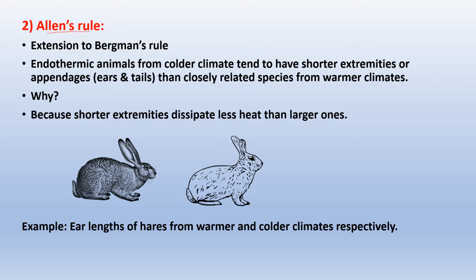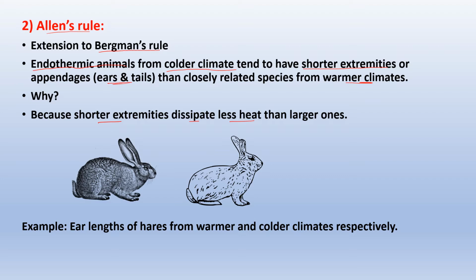Second rule is Allen's rule. It is one of the extensions of Bergmann's rule. It concerns endothermic animals. What are endothermic animals? Endothermic animals are those which are able to maintain their body temperature irrespective of their surroundings. So the endothermic animals from colder climates tend to have shorter extremities or appendages like ears and tails than those closely related species from warmer climates. Why is this the case? Shorter extremities dissipate less heat than larger ones.